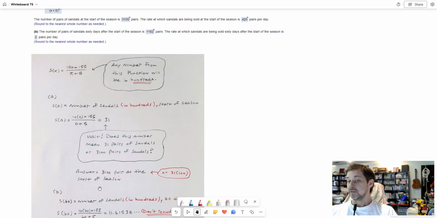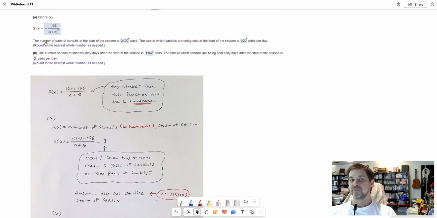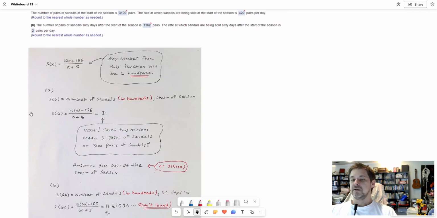So you could answer part A, the inventory at the start of the season, like this: it's not 31 pairs, it's 3100 pairs. Another way to look at it is that I take this number, whatever it is, and multiply it by 100, and that gives me the true inventory. The number I get out of this function isn't the true inventory. I have to either add the 100 to it or multiply it by 100. Either way, do you see that the inventory at the start of the season is 3100?